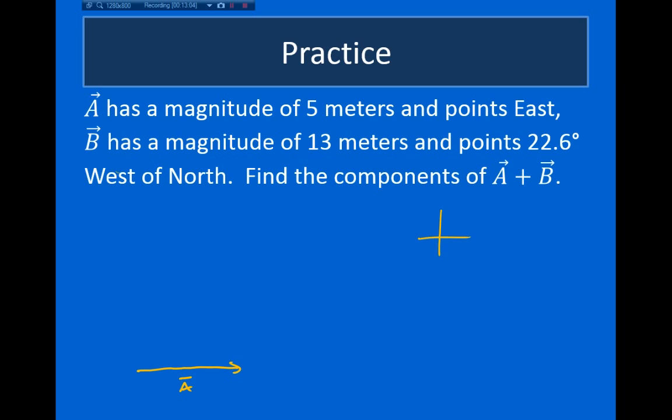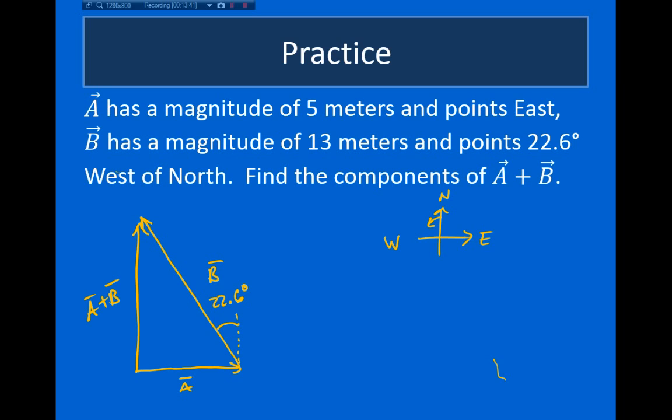So let me think about that. So this is north and this is east. And this is west here. Oh, I don't need a vector there. This is west. So west of north, right? That means I'm measuring my angle like that, right? So I'm going west of north. So 22.6 degrees west of north, and this is 13 long. So it's maybe going to look something like this. Okay, and this angle down here, this is 22.6 degrees. And then this is going to be my sum. This is A plus B. So this is kind of a picture of what I think this is going to look like.